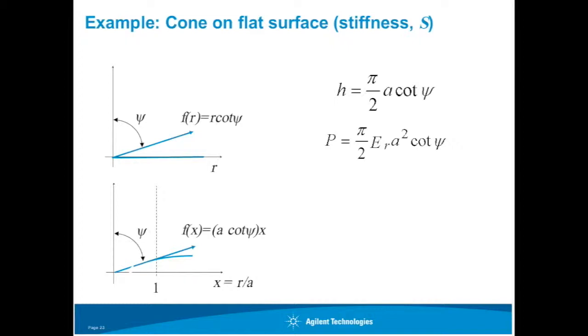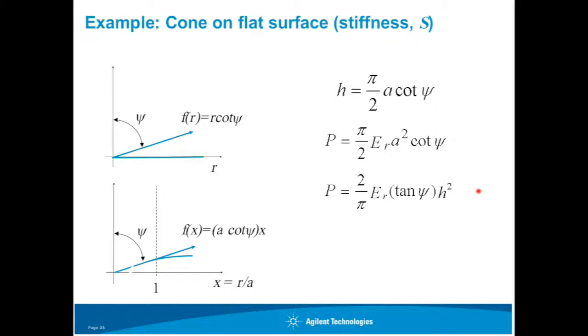We can know the direct relationship between force and displacement by algebraically combining these two equations to eliminate the contact radius A. And when we do that, we get this expression, which tells us that for elastic frictionless contact between a cone and a flat surface, the force simply goes as the displacement squared.